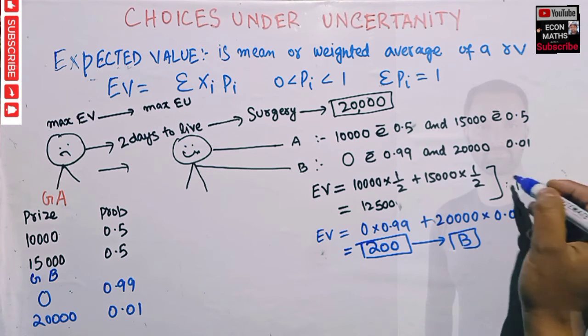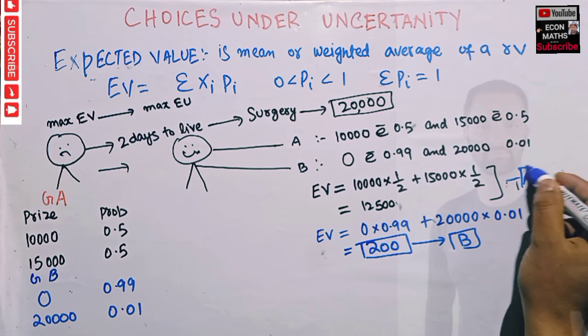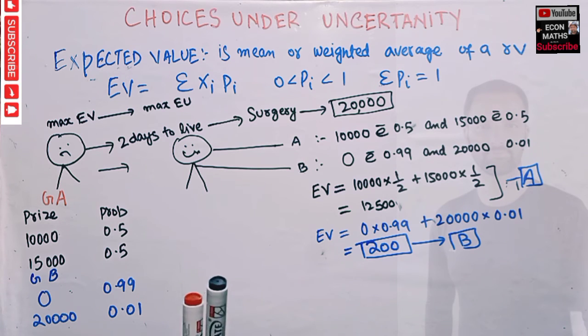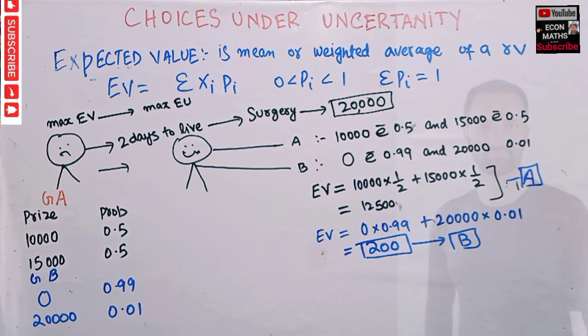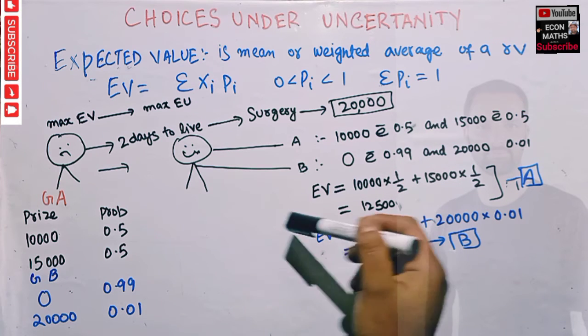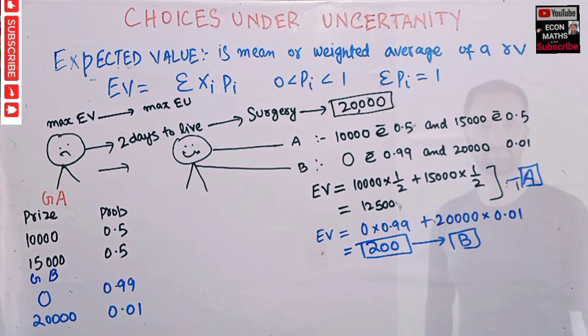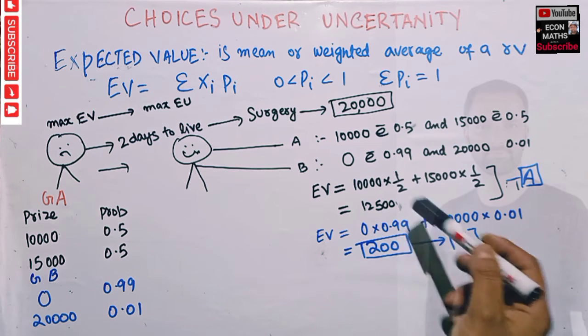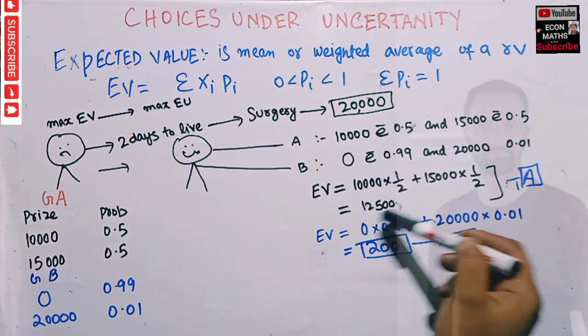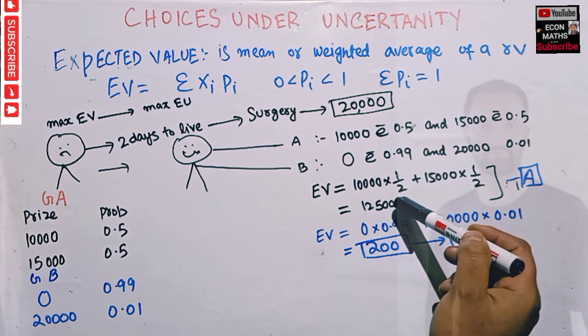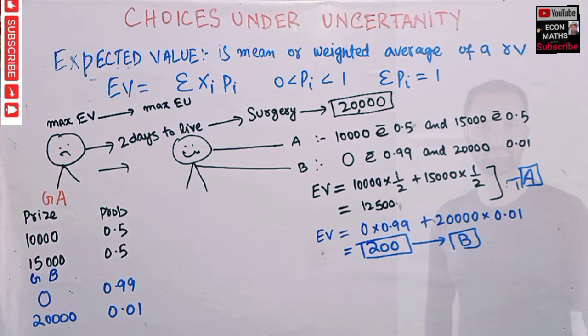In gamble A, he receives $12,500. Now what can we say about this patient? The patient needs exactly $20,000. Which of the two gambles will he choose? If we compare the expected values, we will expect that he will choose 12,500. But let us see what is the utility of money.